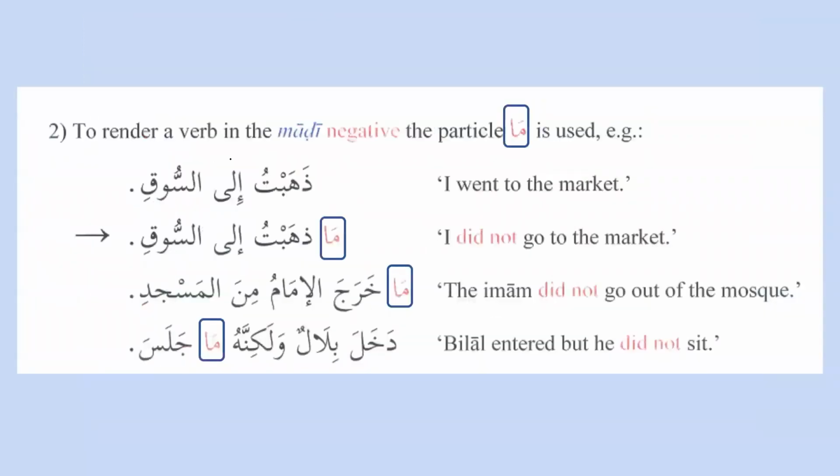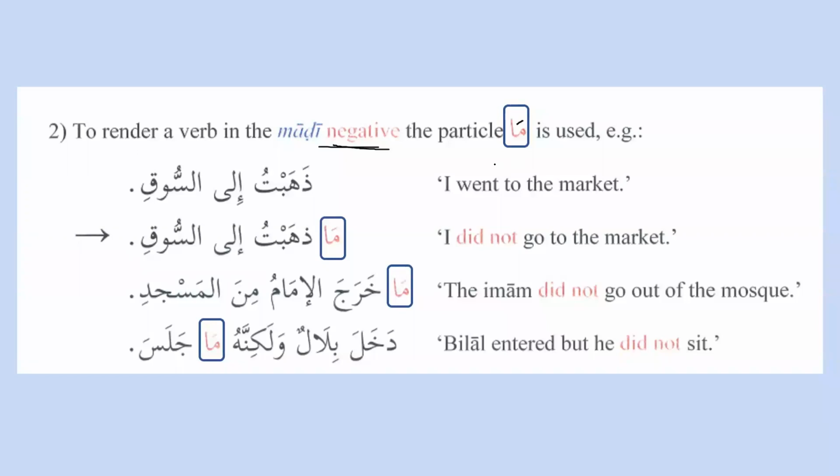To render a verb in the Madi negative, the particle ma is used. Okay, now you want to make the past tense negative. So here we have ma. This is the second type of ma. Do you remember the first type of ma that we have learned already in book number 1? Does anyone remember? In book number 1, we have learned ma al-istifhamiyah. Excellent. Ma al-istifhamiyah. That is the ma of asking questions.